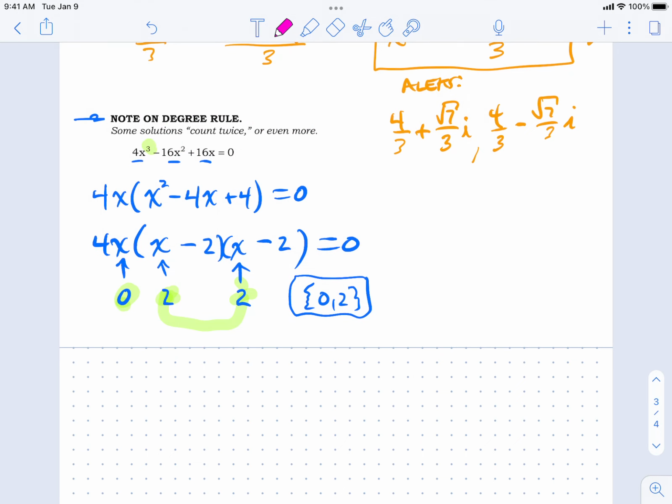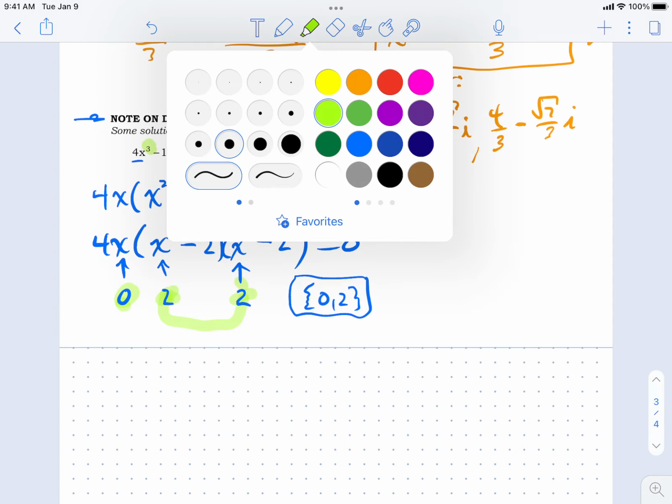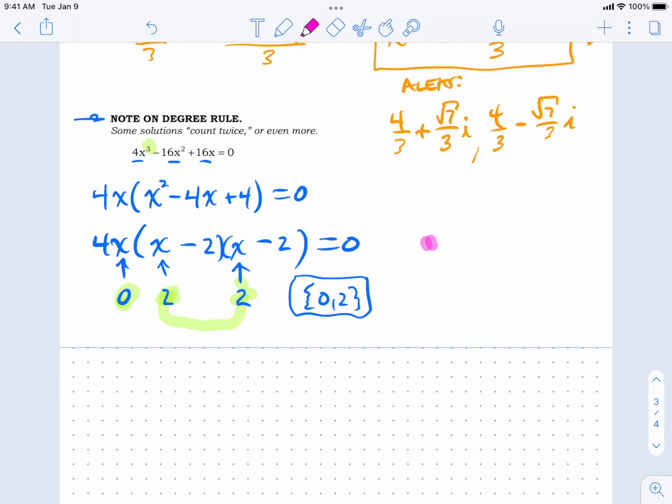So, that's kind of what this is saying when it says some solutions can count twice, so to speak. Some solutions can count 3 times if you had x minus 2, x minus 2, x minus 2. But when you get a double solution, whatever you call it, just a little foreshadowing. Okay, this is an idea called multiplicity. x equals 2 is a solution with multiplicity 2.